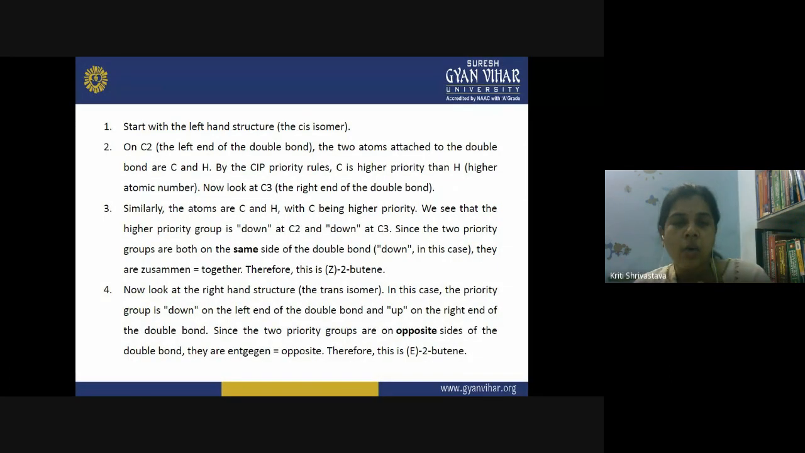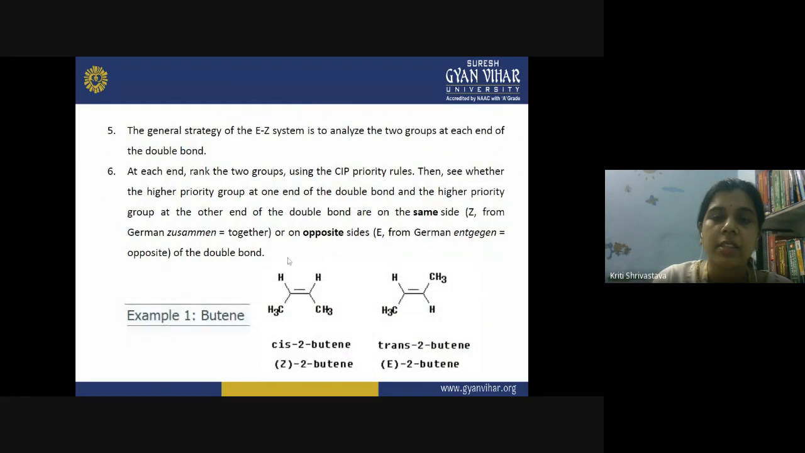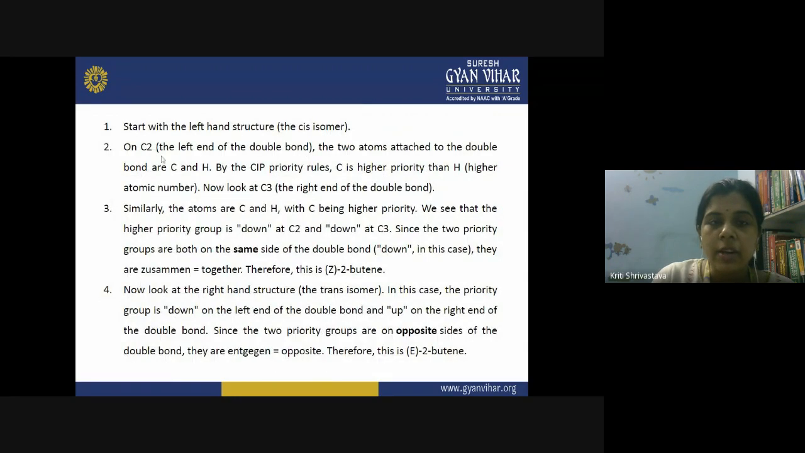So how do we do that? Let us look at the procedure. First we start with the left hand structure, that is the cis isomer that we have just seen. We are discussing the cis isomer. So on carbon number 2, the left end of the double bond, the two atoms attached to the double bond are C and H, and by the CIP priority rules, C has the higher priority than H because it has the higher atomic number.